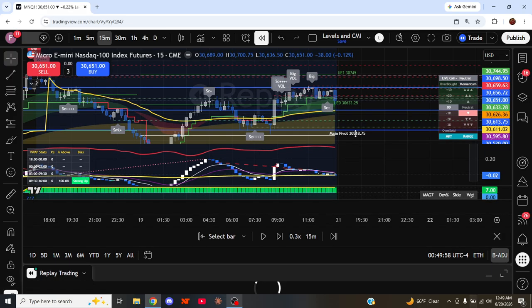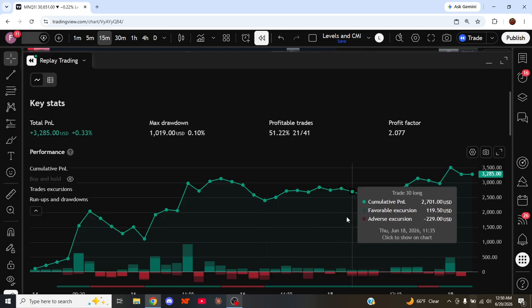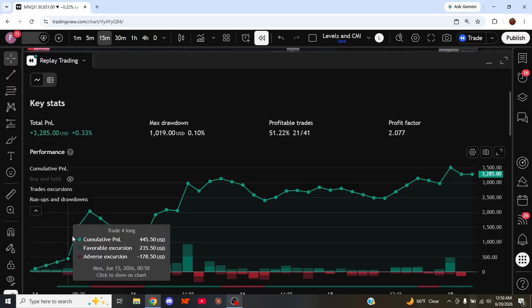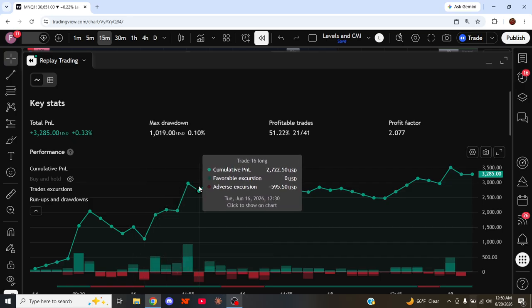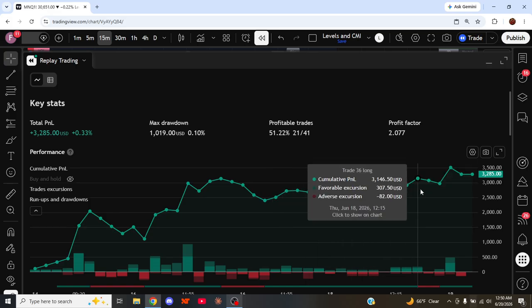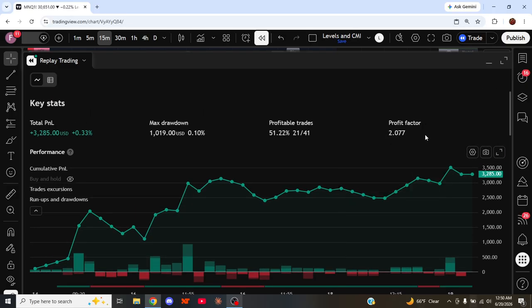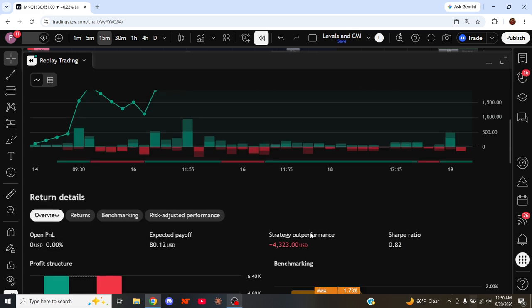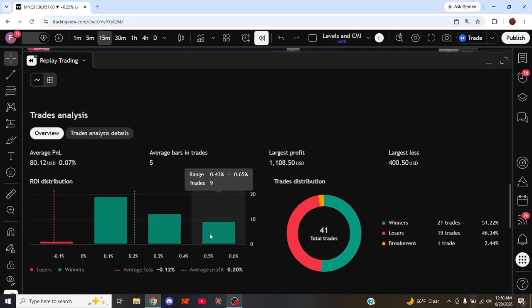Let's check out the stats. Pretty shitty week, honestly. I mean, good run up to start, terrible drawdown, good run up, and then moderate sideways drawdown up here. But, I mean, profit factor 2.51. Not bad. Not bad. 41 trades.